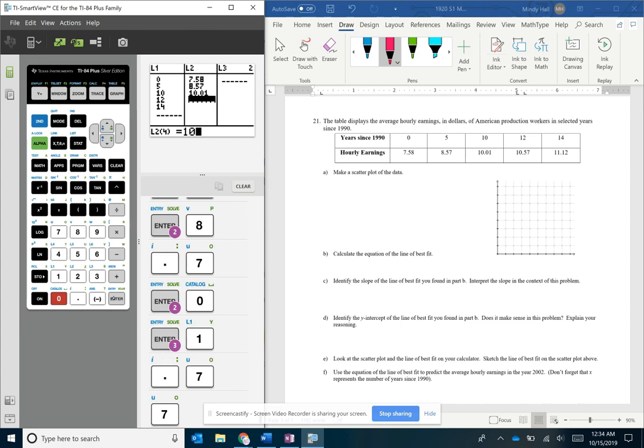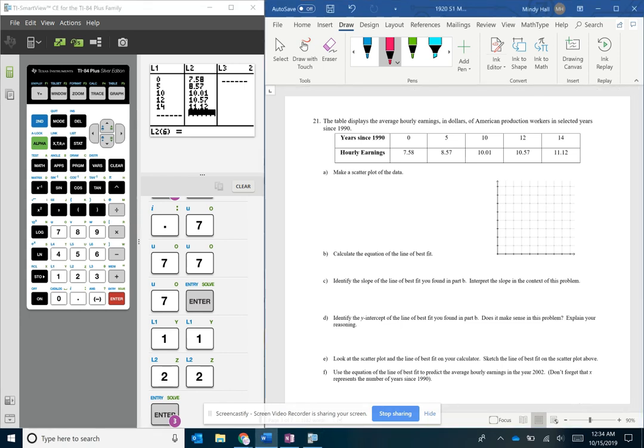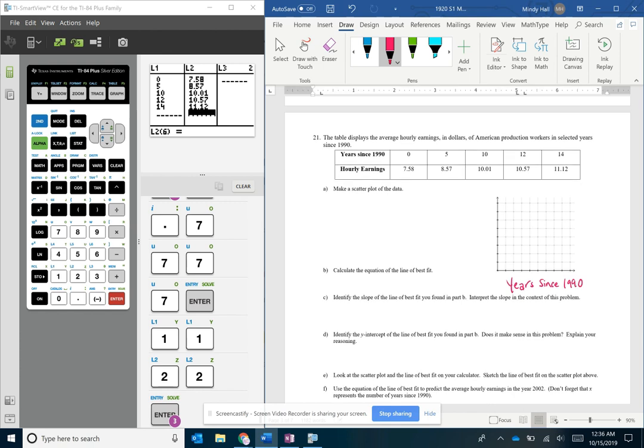But you enter all of the data into your calculator, again making sure that it is entered accurately, because if you mess up your number once, it will just mess you up completely. So in order to make a scatter plot of this data, let's see if it cooperates. Years since 1990. So the x-axis is going to be the years since 1990, and my y-axis is going to be my hourly earnings. Now you're going to have to scale this a bit since it goes up to 14.